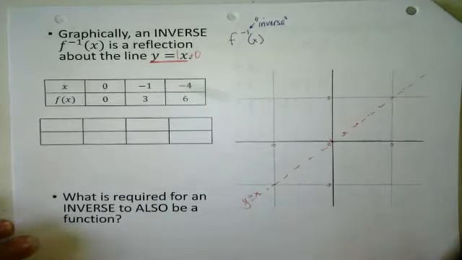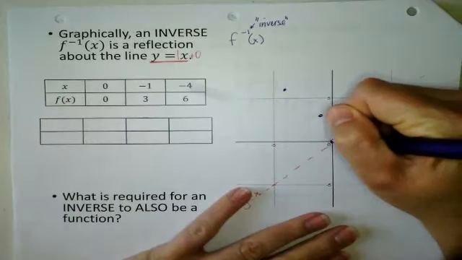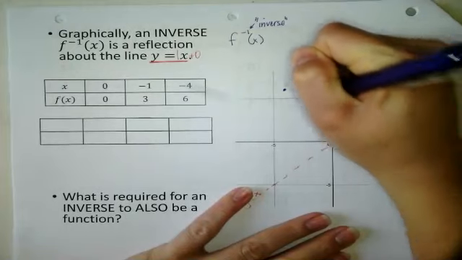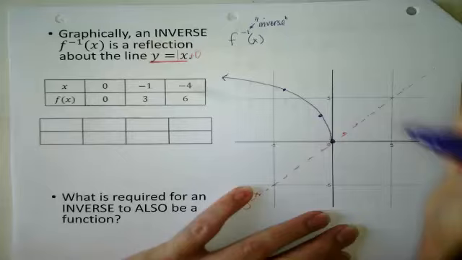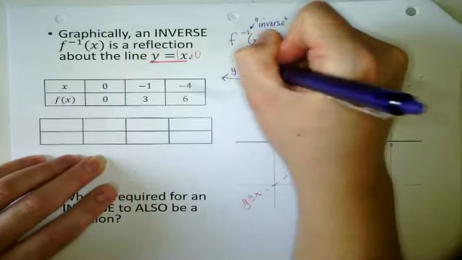What I want to do is I'm going to go ahead and plot these points. So 0, 0 is the point, negative 1, 3, and negative 4, 6 is right here. And this is a function, f of x. I'm going to go ahead and just sort of connect this in a nice smooth curve. I was imagining it was like a square root function. So this is our function y equals f of x.